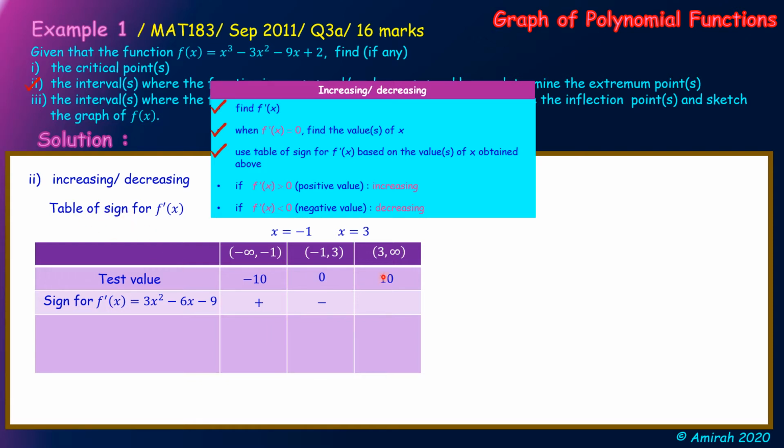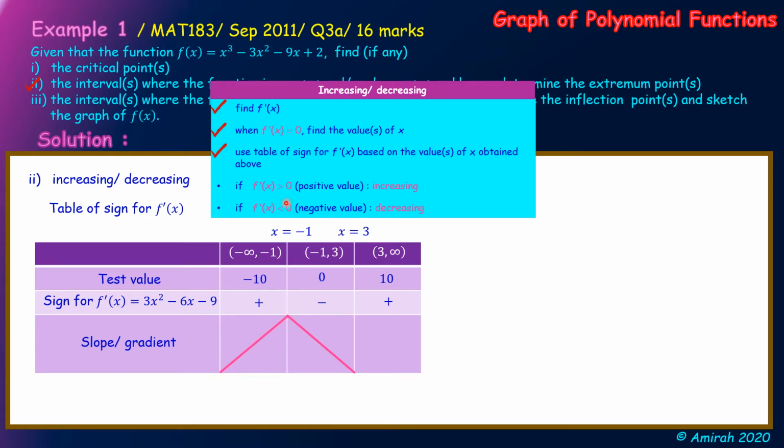Okay, and then we substitute 10 into whatever x in f prime x here. Then we get a positive value, so we just put a positive sign here. And after that, from f prime x, we can find the slope or gradient. When f prime x has a positive value, we can draw a line like this, uphill.